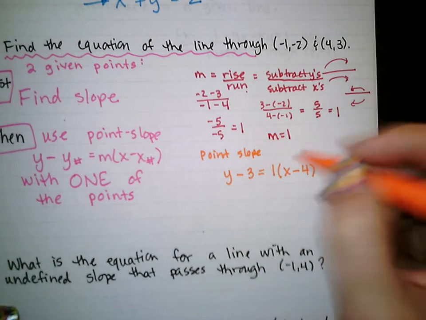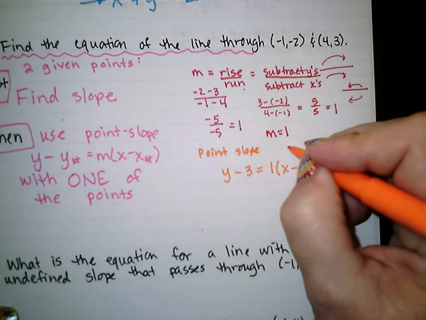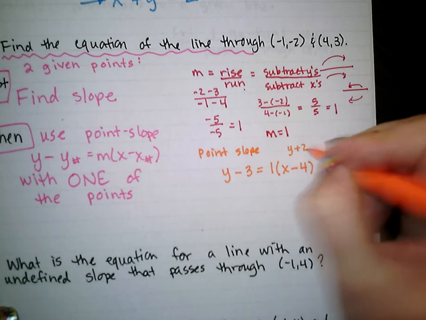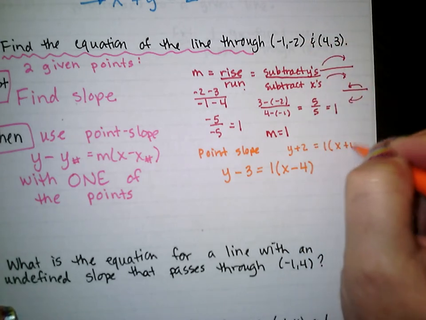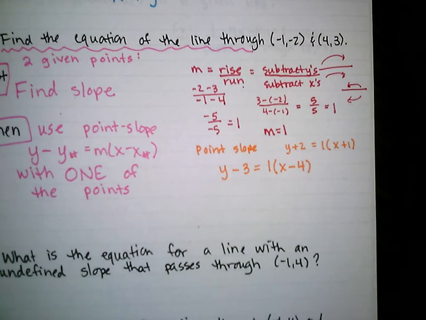Now, if you chose the other point, it would look like y plus 2, because I have to subtract that, equals 1 times x plus 1, because I had to subtract that. Either way, we're literally going to end up with the same thing no matter which one we pick. So let's go ahead and change that into slope-intercept form.